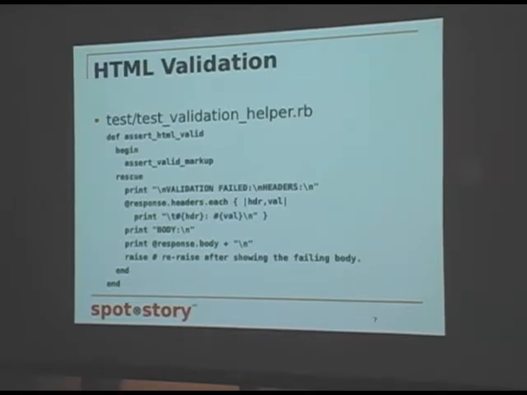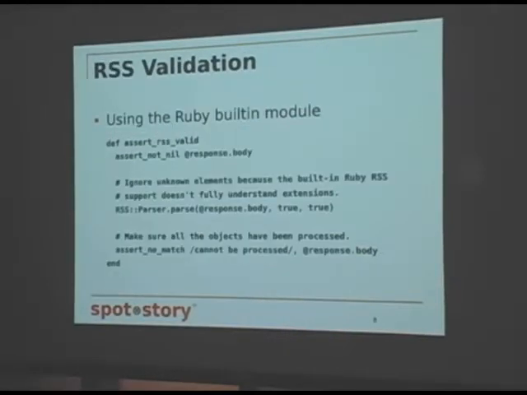And this is the assert HTML valid. It calls the plugin's assert valid markup, and on failure, it prints out the document because it doesn't get printed out by default, so you'd have to go back into the test, add a print out the document, and then figure it out. And then it re-raises so it sees that it's a failure. And RSS validation is very similar.